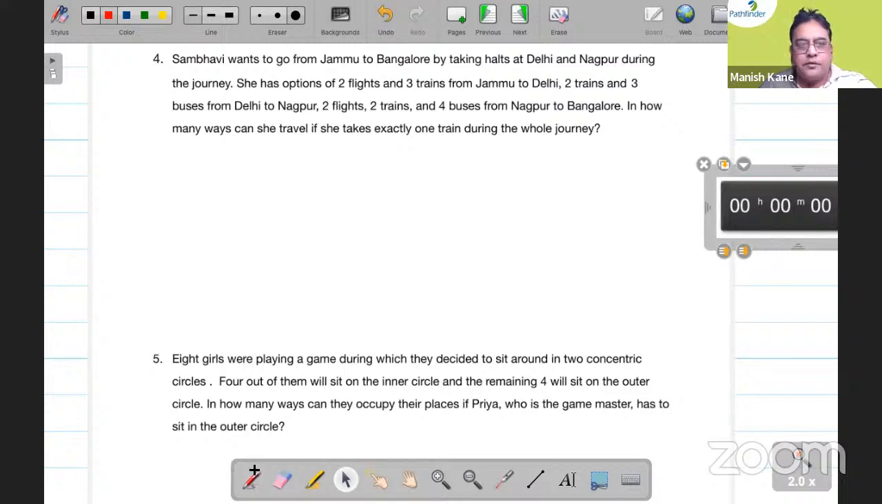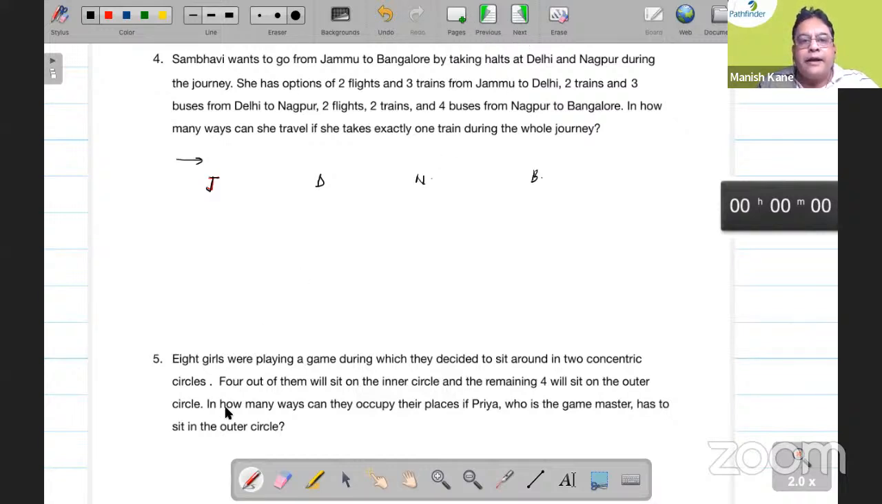Let us see. Sambhavi wants to go from Jammu to Bangalore, by taking halts at Delhi and Nagpur. So she takes halt at Delhi and Nagpur on the way. She has options of 2 flights and 3 trains from Jammu to Delhi. This is the first thing that you should know.